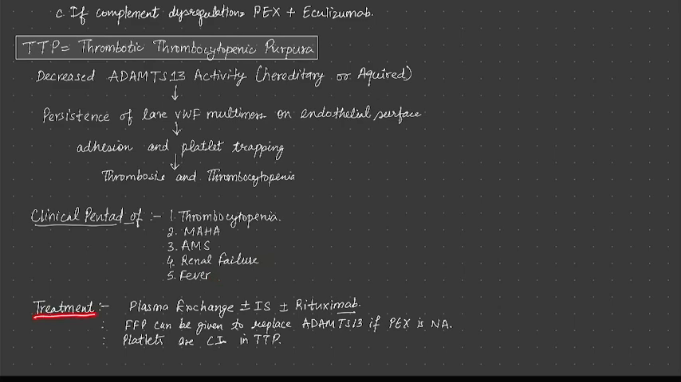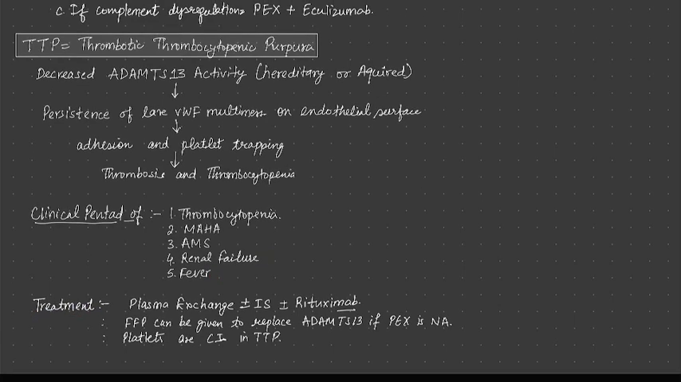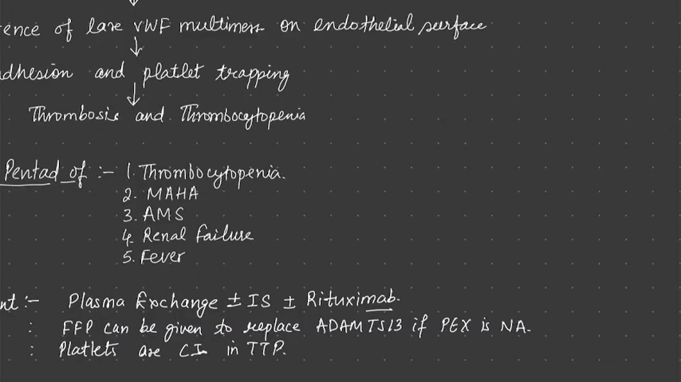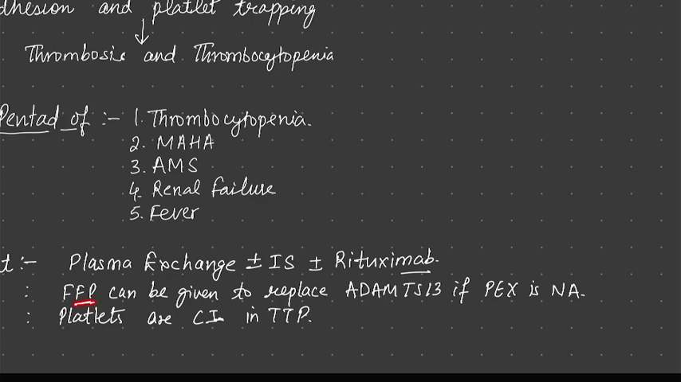What is the treatment? We have to do plasma exchange rapidly to remove the excessive multimers of von Willebrand factor. Plasma exchange along with immunosuppression if required, along with rituximab if required. It is always plus minus. What if plasma exchange is not available? We can give FFP. What is there in FFP? There is fresh ADAMTS13 present in FFP. It will break down the VWF multimers. It will serve the purpose of plasma exchange, though it is a temporary measure.